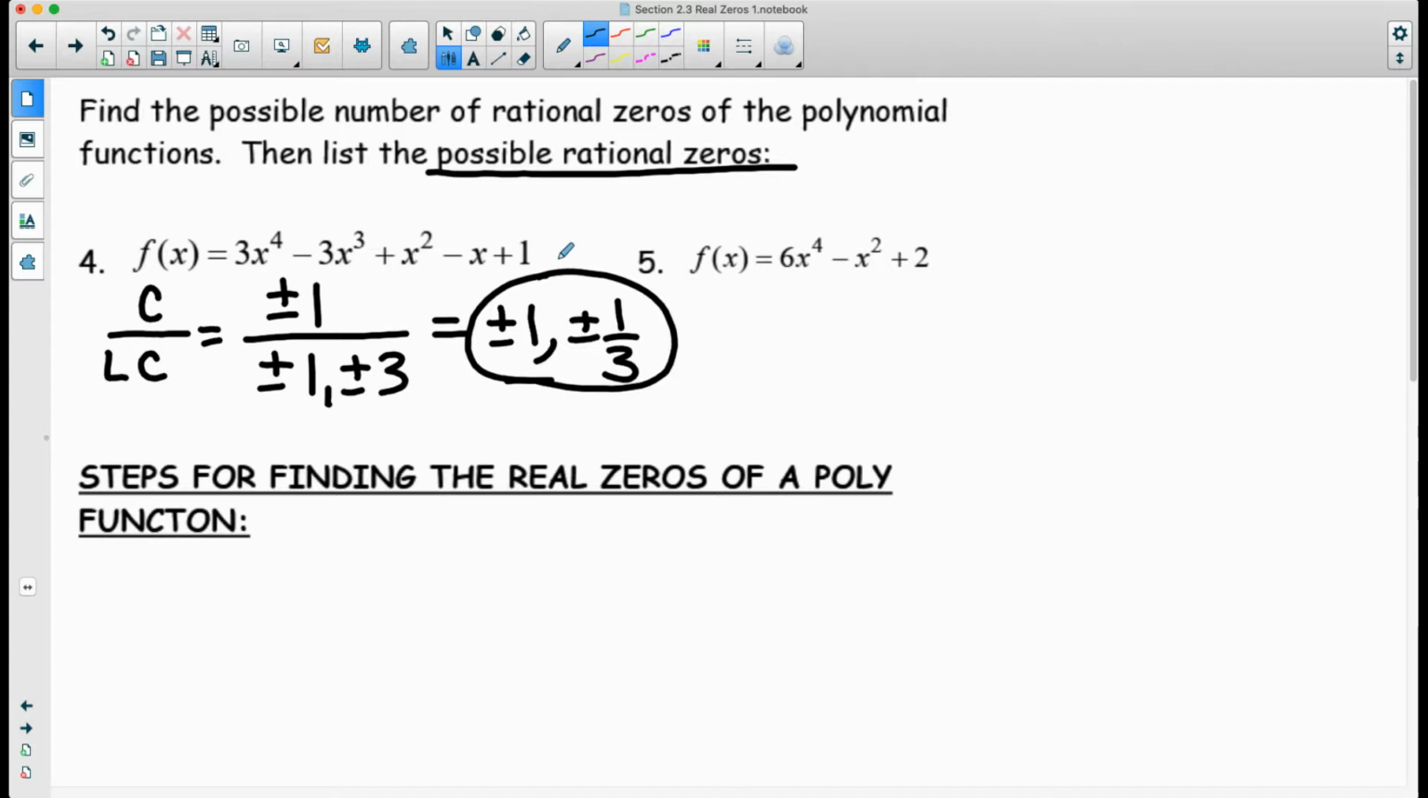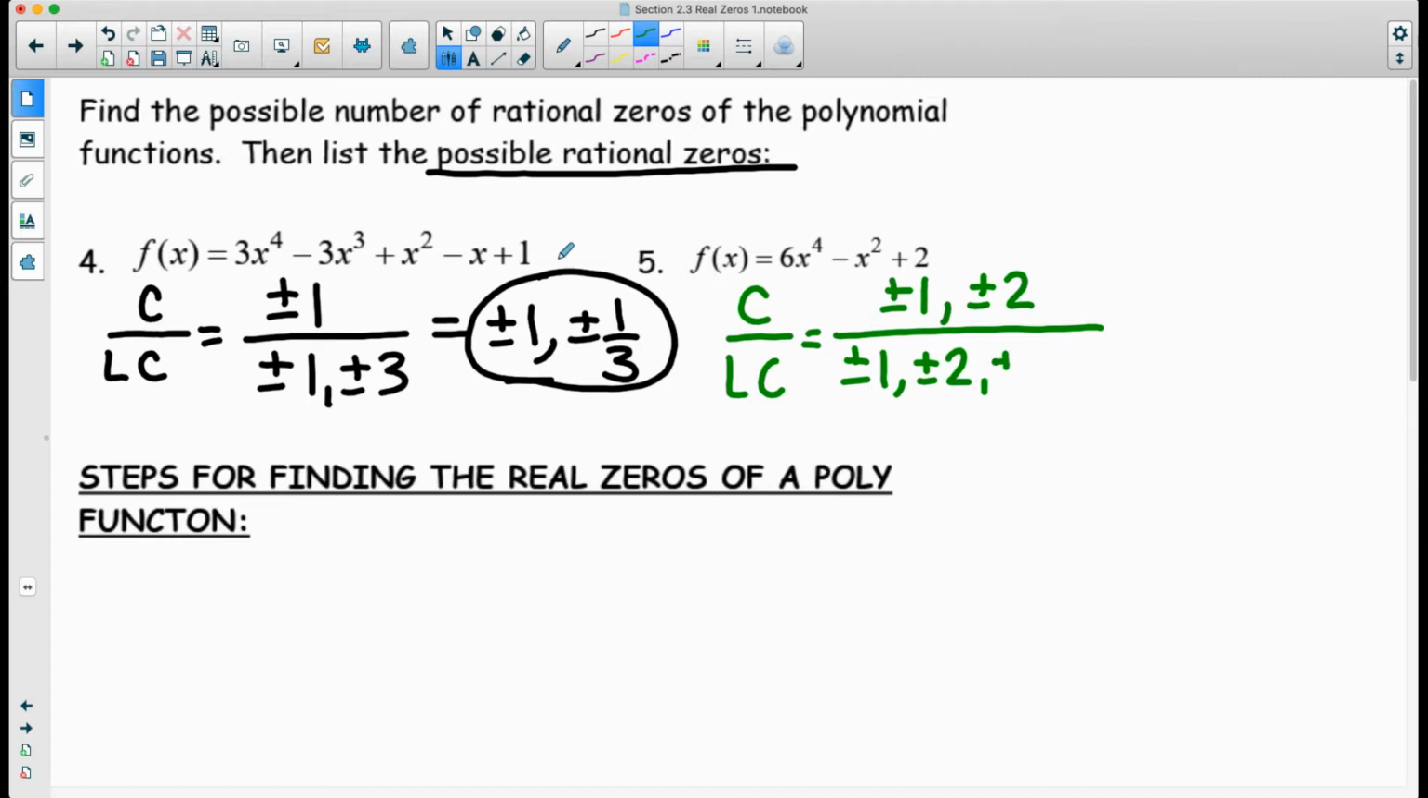So let's look at the next one. Again, still not as mean as it could be, but it does require a little bit more. Our constant is 2, so all the numbers that go into 2 are just 1 and 2. And our leading coefficient, we've got 1, 2, 3, and 6.